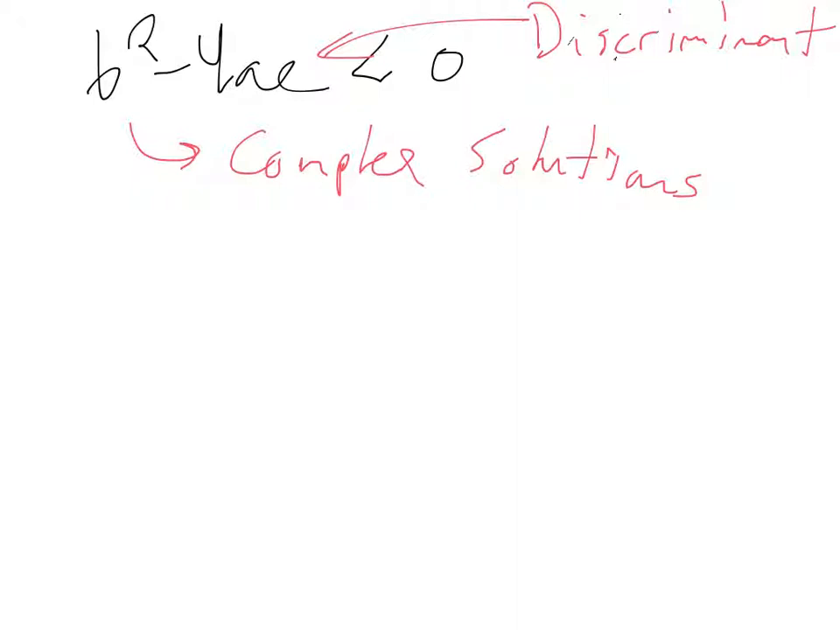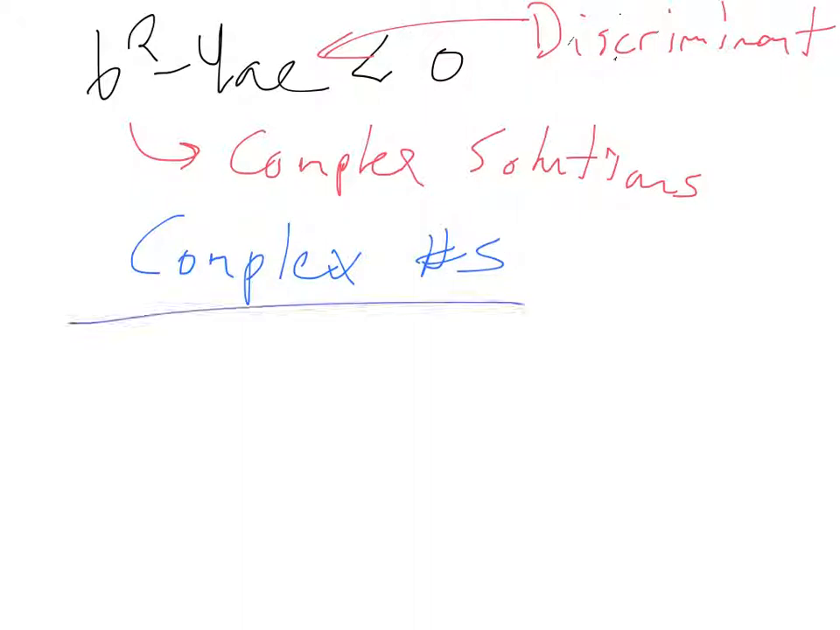And if it's less than 0, then we have complex solutions, which means we should talk quickly about complex numbers, right? So the square root of negative 1 has a special name. We call that i, right? And any square root of a negative number can be written as a factor of i, and we'd like to do that in all those cases.